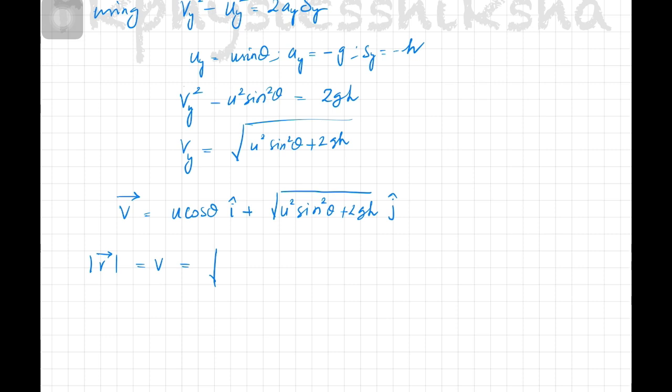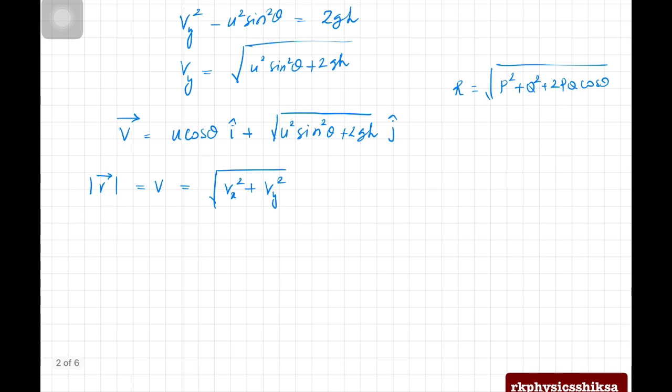Magnitude of the velocity will be equal to v. As these two are perpendicular components, the angle between them is theta equal to 90 degrees. So we use the parallelogram law of vector addition, where the resultant of any two vectors is equal to root of p square plus q square plus 2pq cos theta. Here the two vectors are vx and vy, so I write vx square plus vy square plus 2 vx vy cos 90 degrees. Cos 90 is 0, so the whole term becomes 0 here.